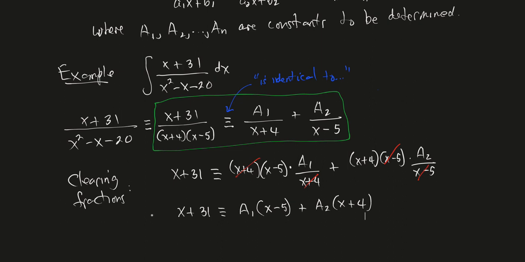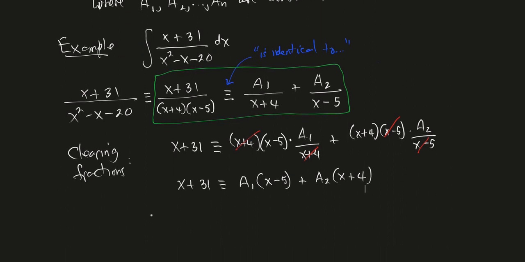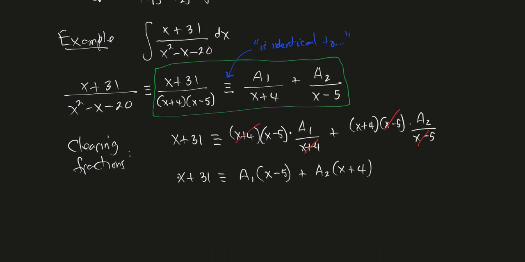Now, here is the first method. The first method is where we can choose, since this is an identity, and remember, an identity is true regardless of the value of x, appropriate values of x that will simplify the right-hand side so that I can solve for each of my constants.